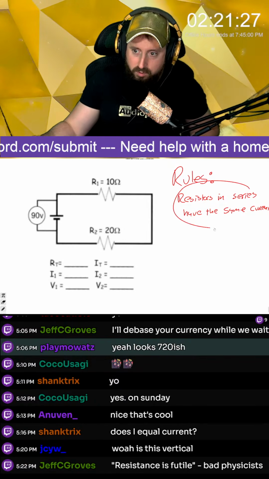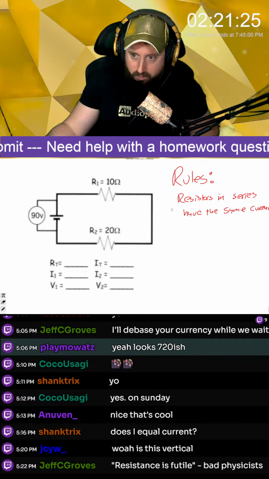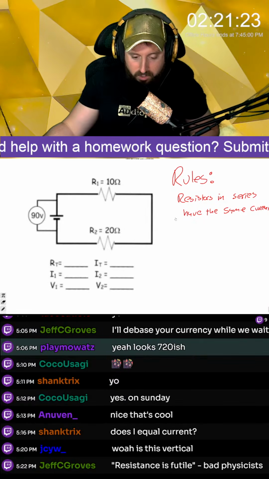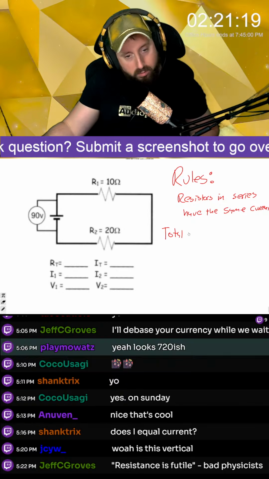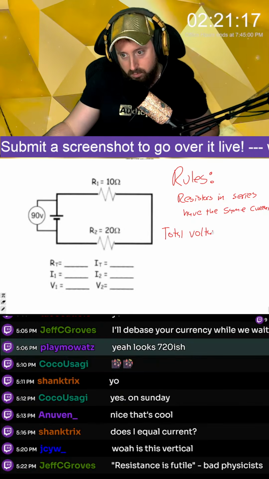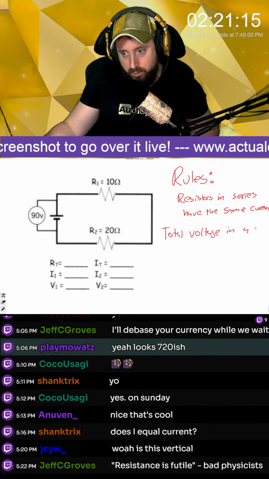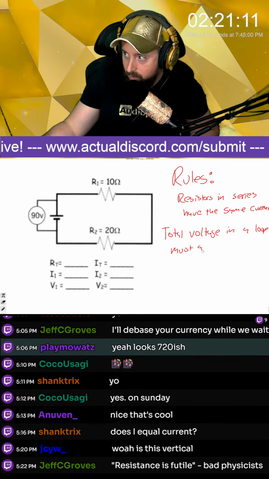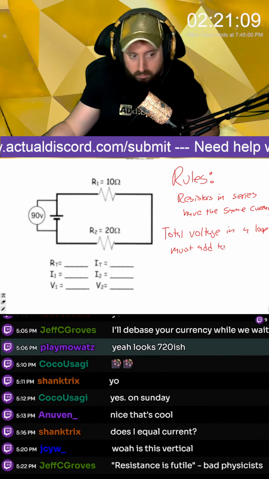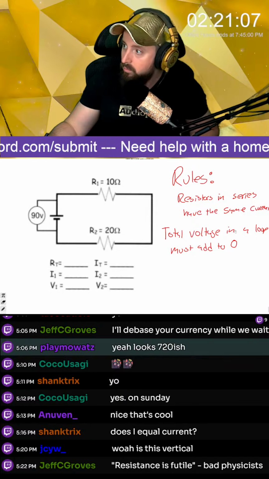Okay, so resistors in series have the same current. And then here's the other rule: the total voltage in a loop must add to 0. Okay?